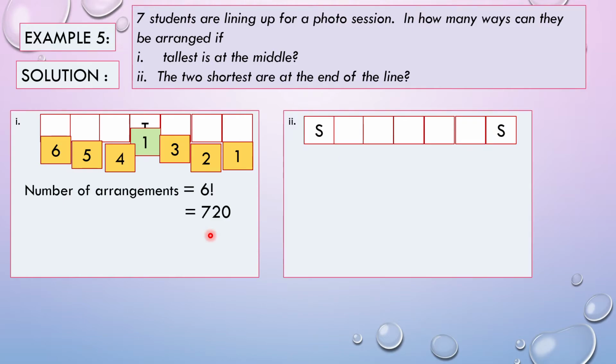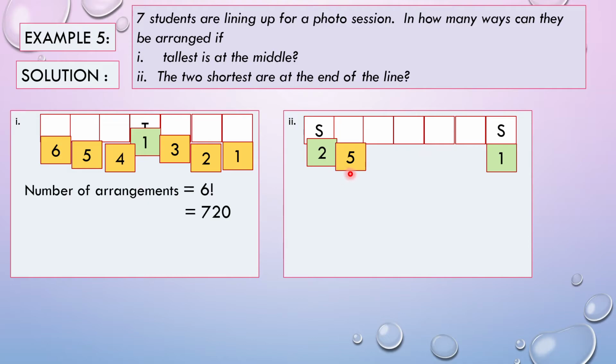Next question, the 2 shortest are at the end of the line. So we have 2 short students, so they'll be lining up at the end of the line. Here we have 2 students to arrange. Therefore, for the first box here, we have 2 options. For the last box, once the first box has been filled, we have only 1 more left. The rest, another 5, will be filled in between these 2 short students.